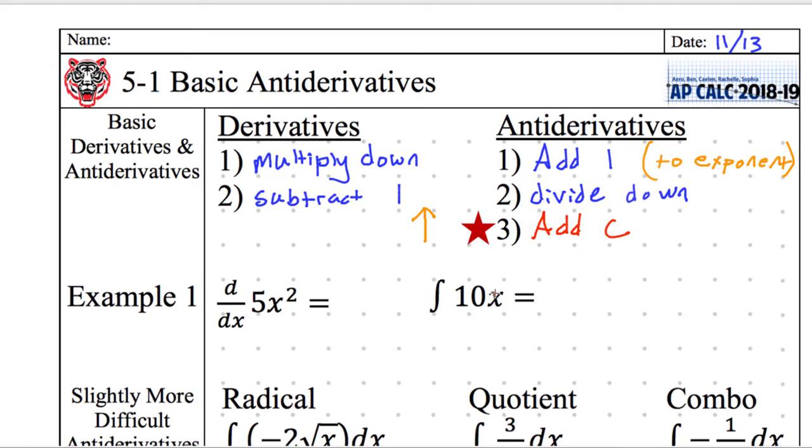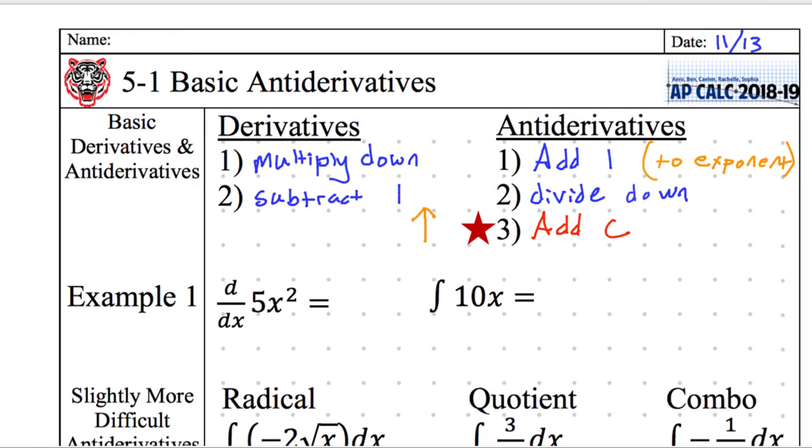For example, if I took the derivative of 2, it goes to 0. If I go backwards, I say, what's the antiderivative of 0? It could be 2, it could be -3, it could be 100. It could be any of those constants. This is going to be like plus K? Yes, you have the right idea. To have all constants, we just say C.